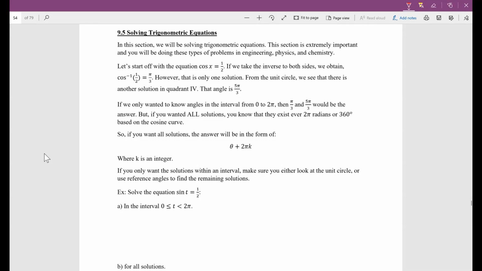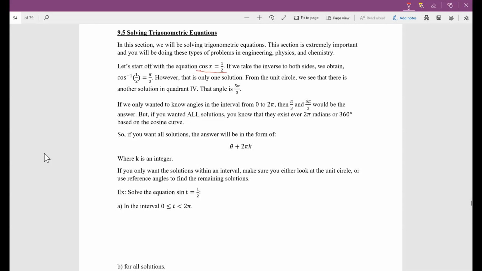We're going to start off with something really simple: the equation cosine of x equals 1/2. Basically, what we want to know is what value of x will give cosine a value of 1/2. Remember, cosine takes in angles, so we want to figure out all the possible angles that will give me 1/2.